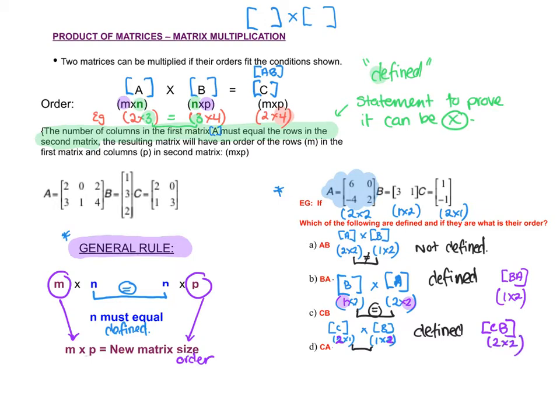All right, and let's have a look at C and A. So C is a 2 by 1, and A is a 2 by 2. Is this one defined? It's not defined, is it? Not equal. So that one was equal, and this one is not equal, so not defined.